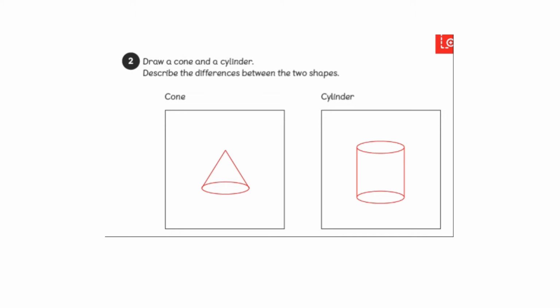On the final page, you needed to have a go at drawing a cone and a cylinder. Afterwards, you needed to describe some of the things that were different about the two shapes. You might have said that a cone has one face, whereas a cylinder has two. You might have said a cone has one vertex, but a cylinder has none. Well done, Year 3.